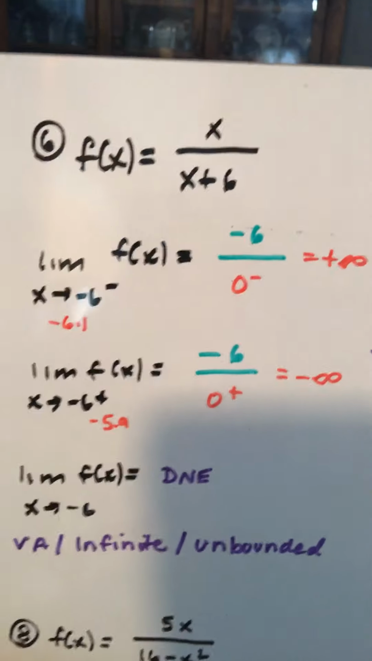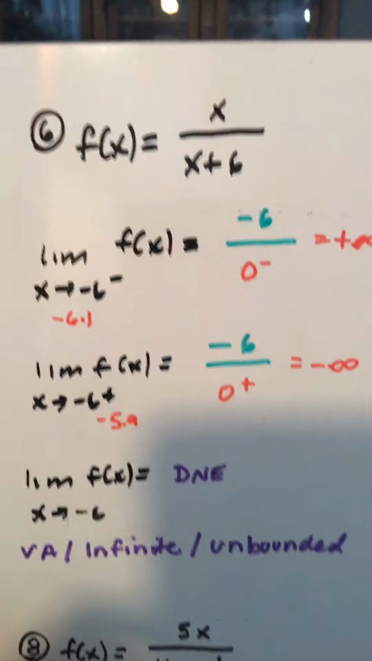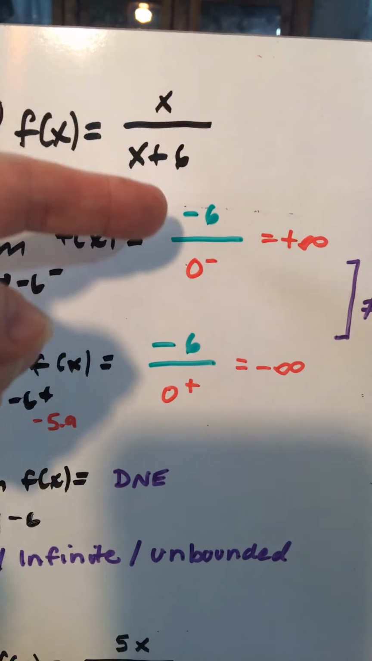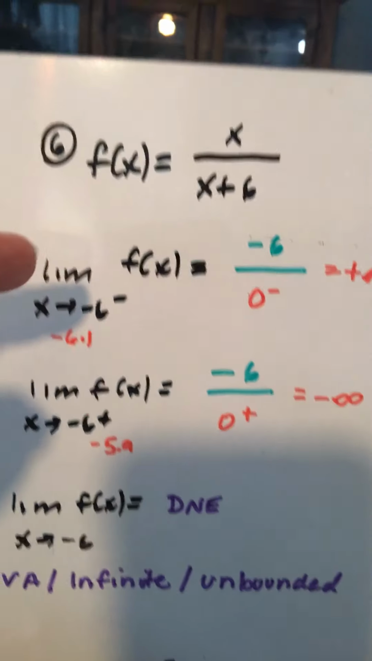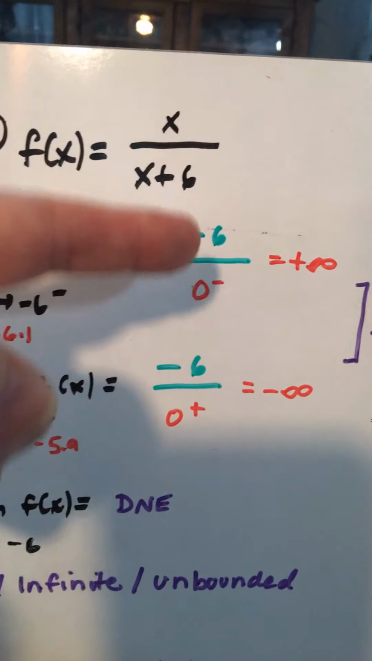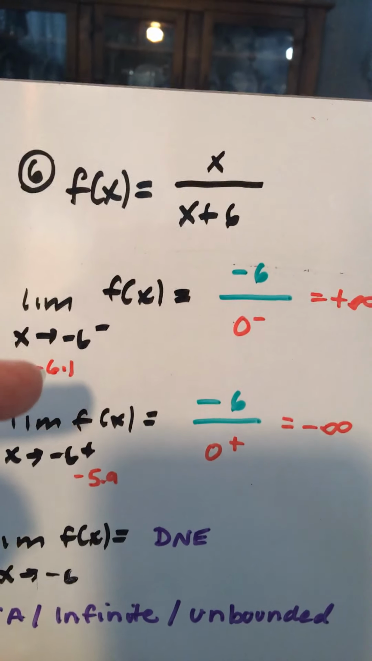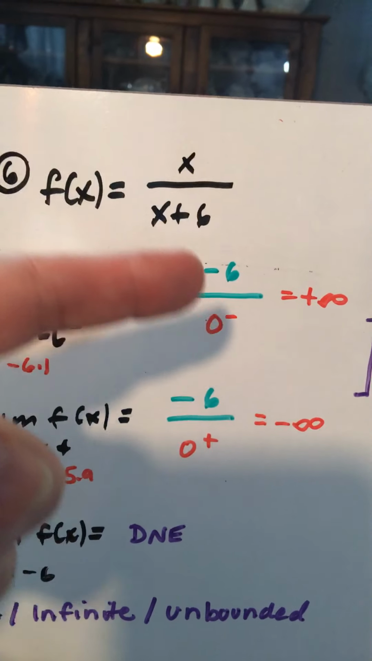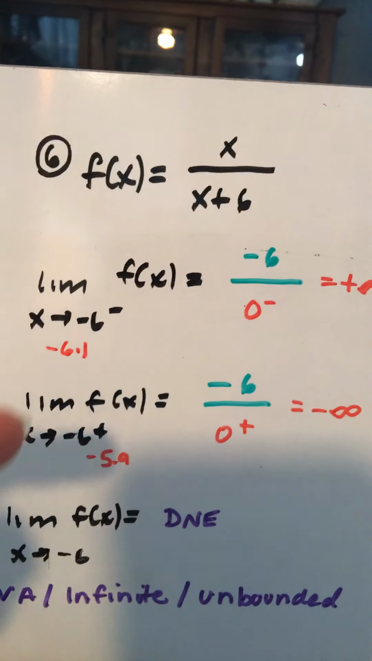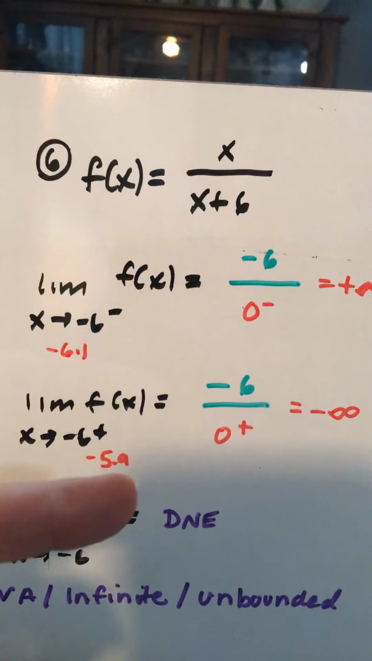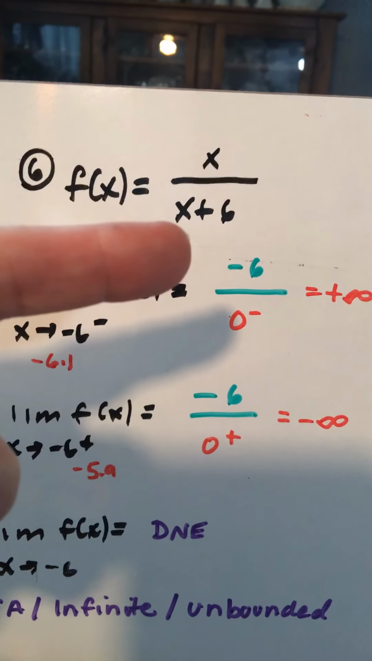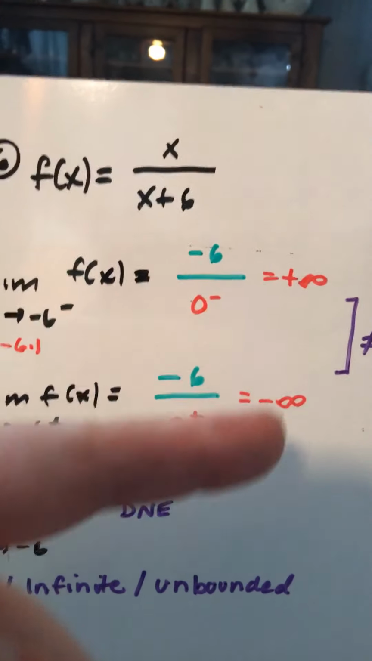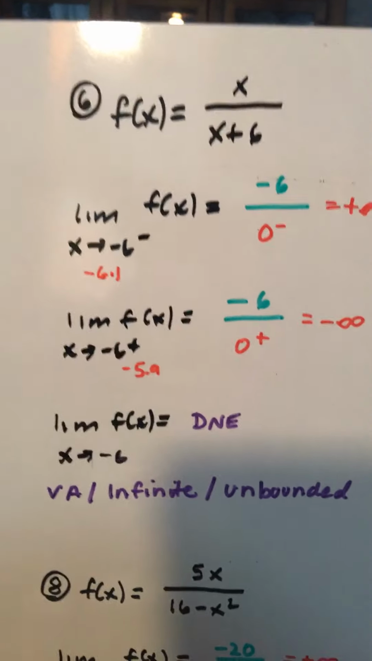Problem 6. I'm going to use negative 6. I first insert negative 6 and get negative 6 over 0. Step 2, by the way, you can put that down twice. To the left, negative 6.1. Up here, that's a negative number. Negative over negative is positive. Now I try negative 5.9. That's smaller, so it's a positive. Negative over positive is negative. They don't agree, so D and E.